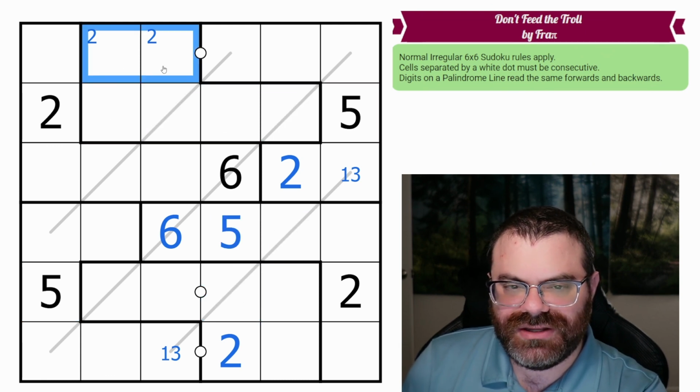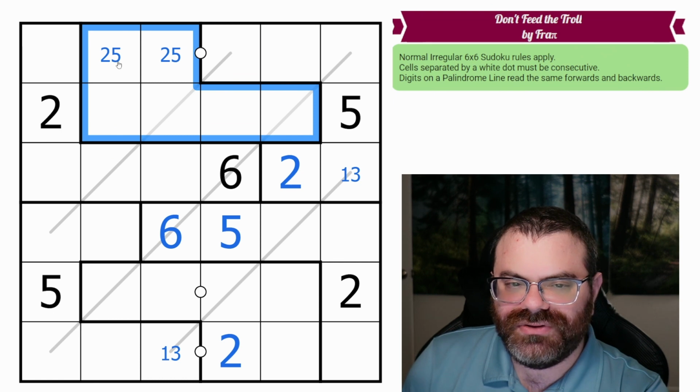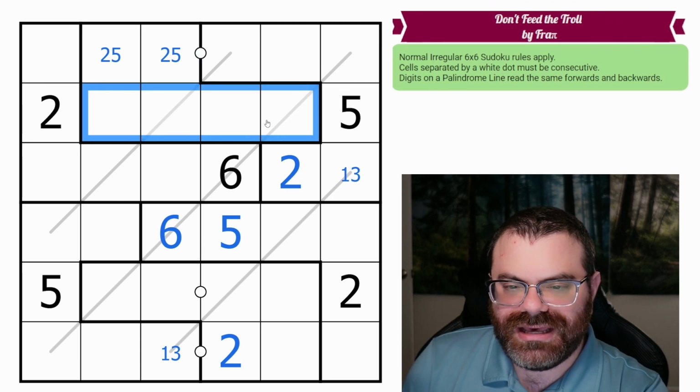This 5 looks in as well, so that makes this a 2-5 pair, actually. This region needs a 2 and a 5, and the only place it can get them is from these 2 cells, so it must get them from those 2 cells. It's called a hidden pair.